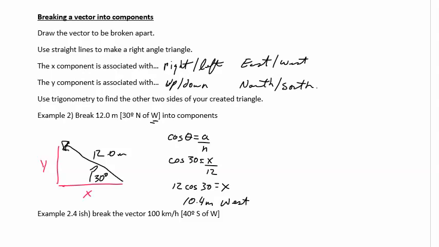To find the y, it is opposite of that angle, so you're going to be using sine, opposite over hypotenuse. So sine 30 is equal to y over 12, where 12 sine 30 is equal to that y. What you find is that is 6 meters for the y component, and that is, of course, a north component.